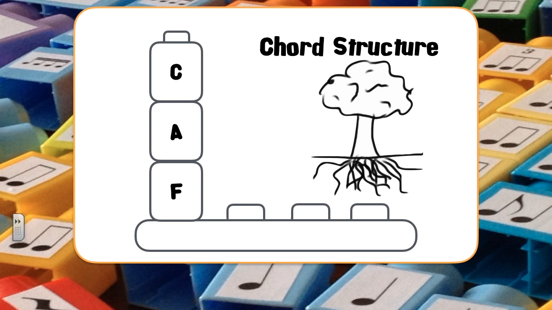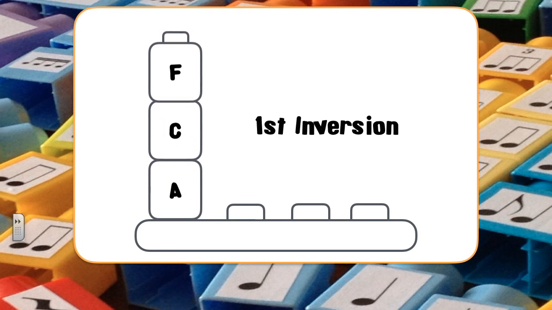Now this is where trees and chords vary though. With chords, you don't always have to have the root at the bottom. It can move. A tree who has its roots up above the ground will not survive, but a chord can. Students can rearrange their chord tones to find inversions. Here's a first inversion. The root has moved to the top.